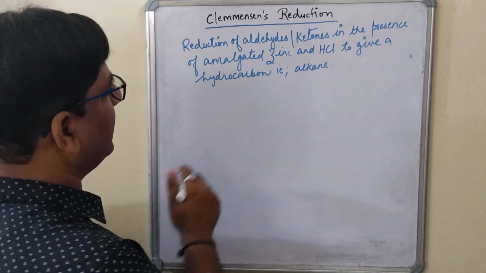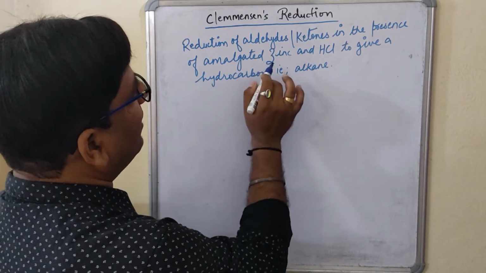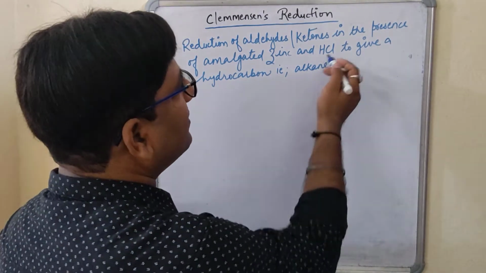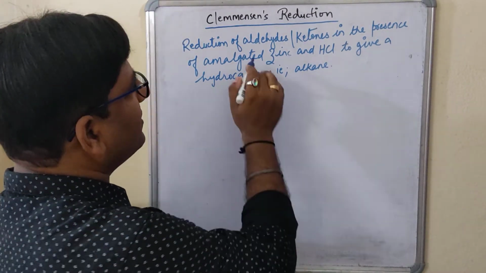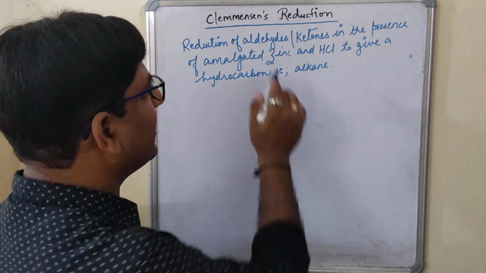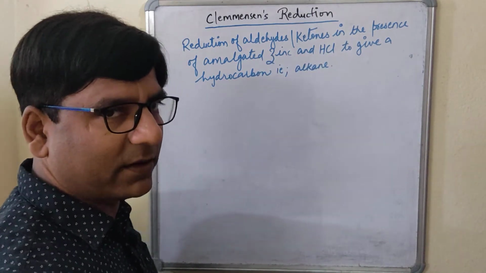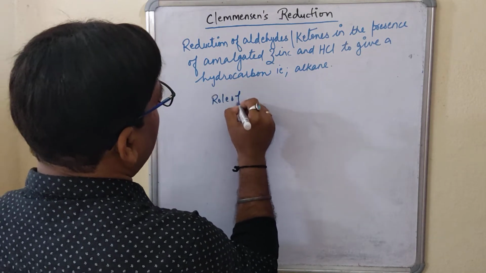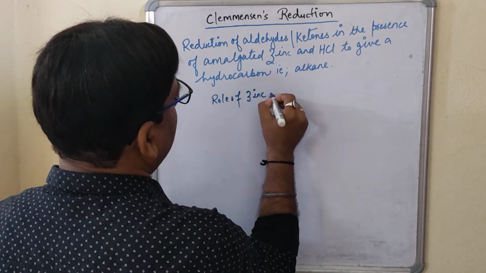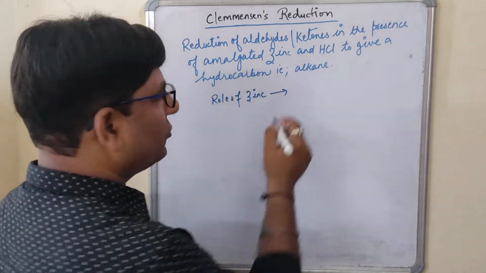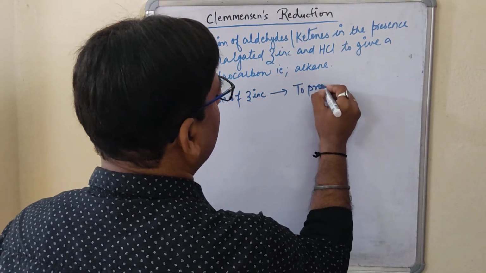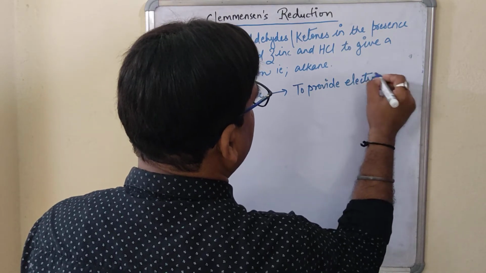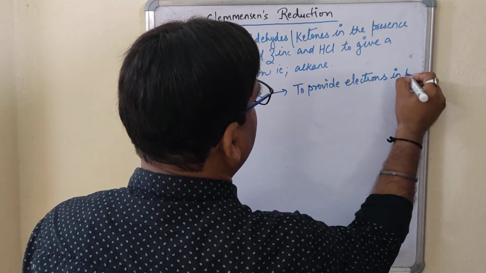Okay, now let us see. First of all, we will see why we are using the zinc over here, what is the role of this zinc, and what is the role of this HCl. Already we have seen that the substrate required is the aldehyde or the ketone. Okay, so here students, the role of zinc is what? To provide electrons in the reaction.